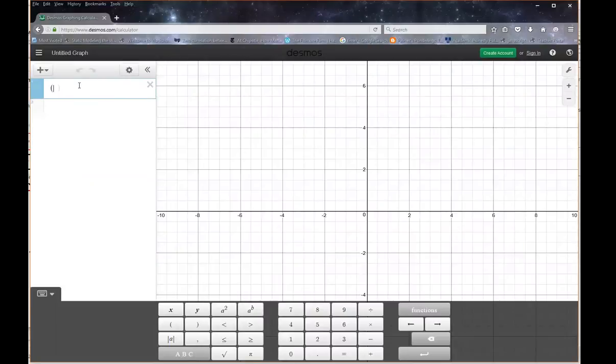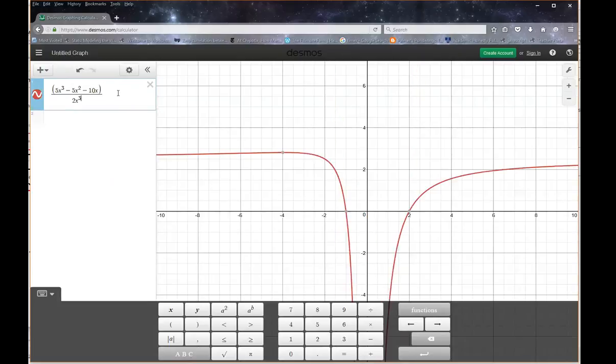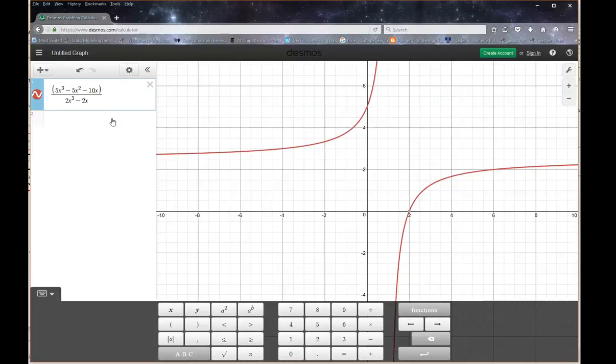So I'm seeing 5x raised to the third. I hope you know about desmos.com. It's a great website. It does calculus. Not quite where we're at yet, but okay, I think I've got that right. 5x cubed minus 5x squared minus 10x, and then divided by 2x raised to the third minus 2x. So let's see how I'm doing here.